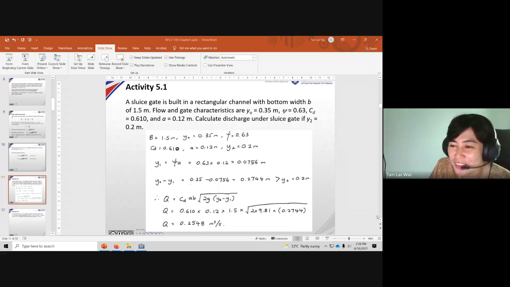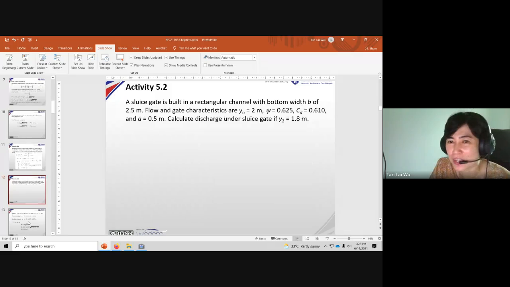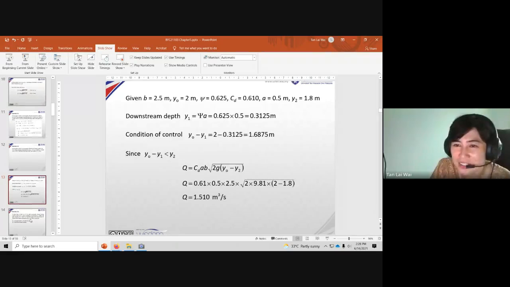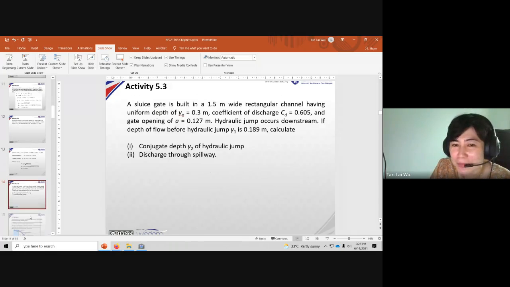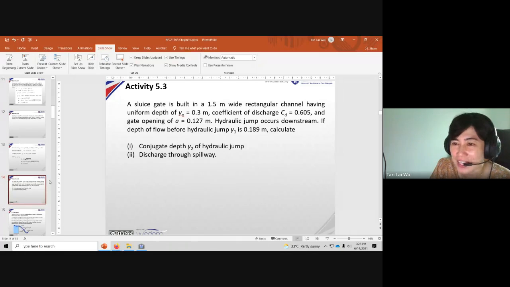Okay. Now, so far, that's the trick. Is that very direct, this question, similar to activity 5.2. I hope we can try this out. Actually, for 5.2, the solution is here already. I believe 5.3 is not yet. It's similar, except for this one, find the conjugate y2. I think you have already learned how to find y2, the hydraulic jump. So use that conjugate equation.